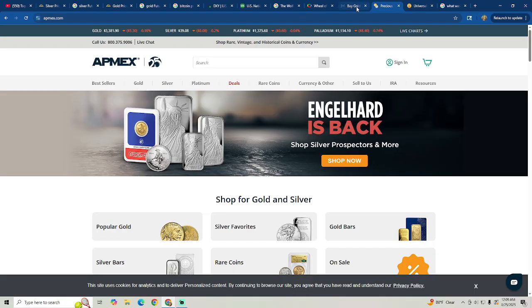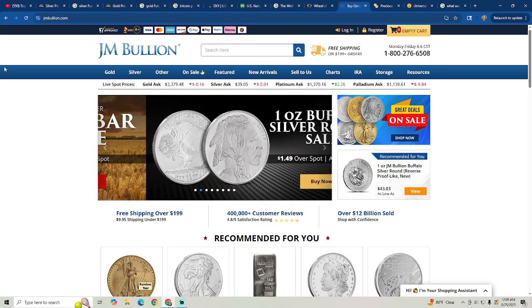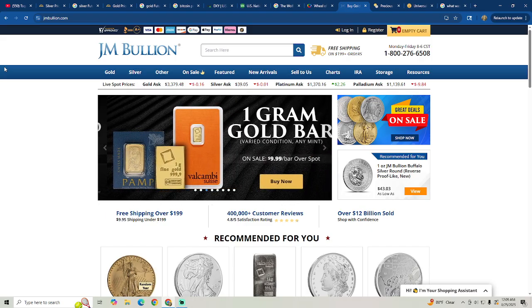Now, another thing that I hear people ask is, what is the right premium to pay? What is the right premium? So for those of you that don't know, premium is the amount over spot that you're paying.